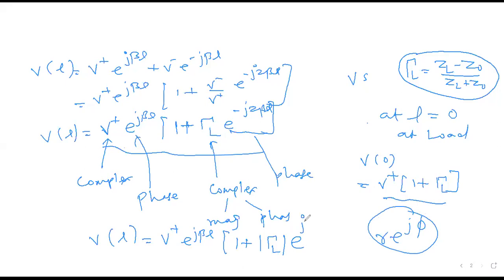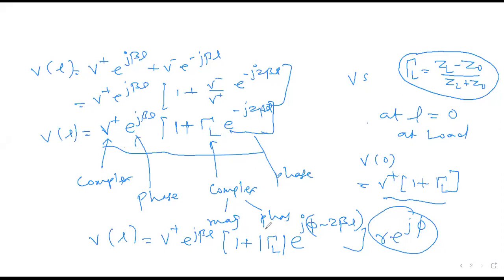So I can write this as, say, phi. I can write this also as phi, and there is the minus j 2 beta L. So I can take it common, so that will become phi minus 2 beta L. So this becomes your V of L in terms of magnitude and phase.